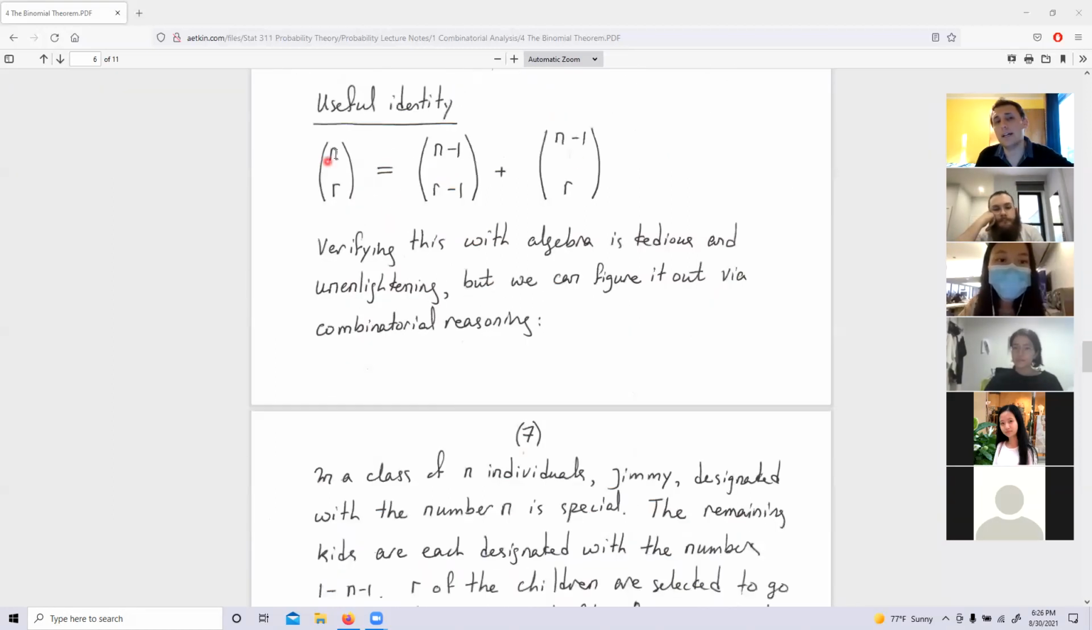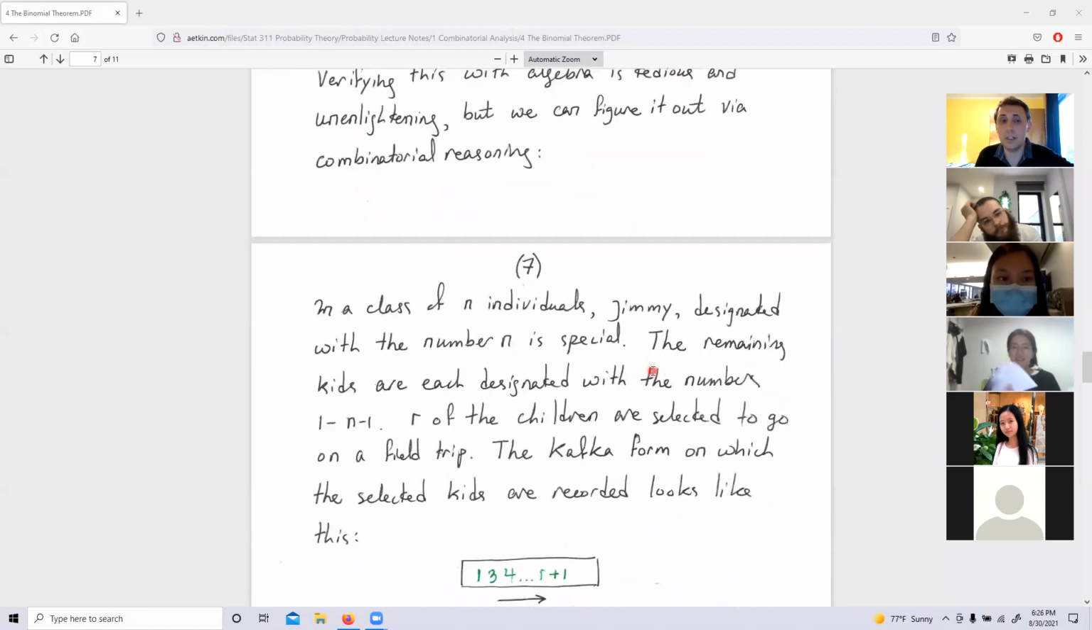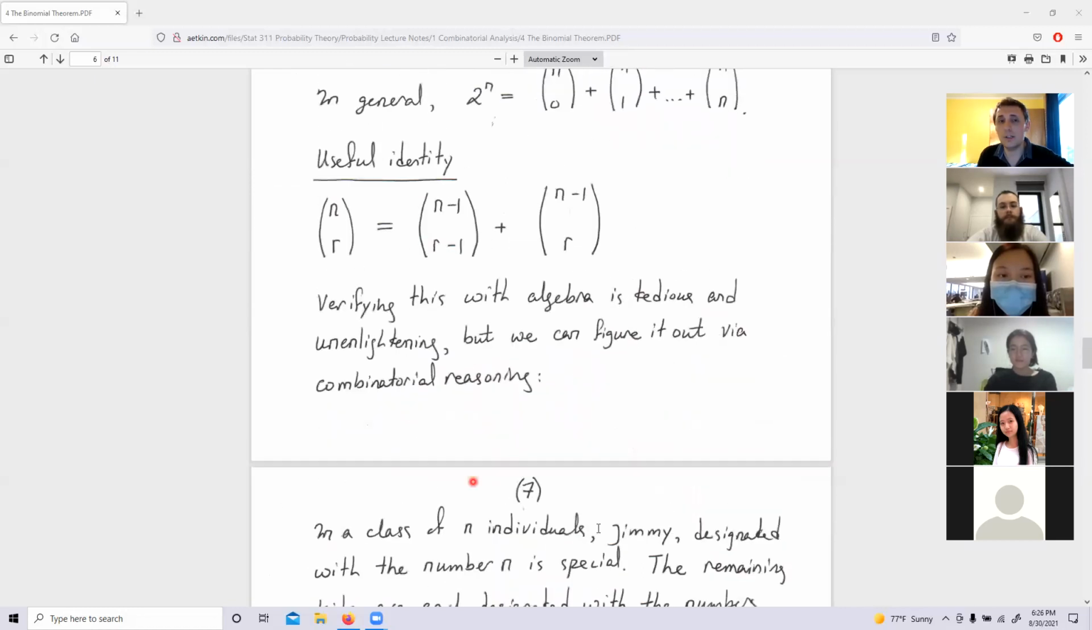So we have a class in which we have n individuals, and one of them is Jimmy, and Jimmy is rather special. It's a golden boy. So I label Jimmy as n, and the remaining kids as 1 through n minus 1. Here I choose r students, and I want to know whether Jimmy is part of my selection or not part of my selection.